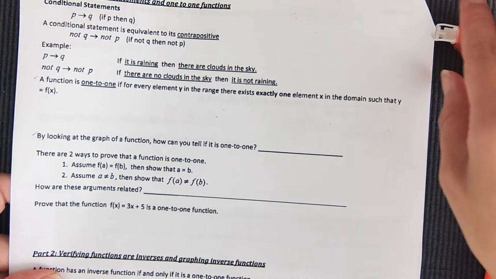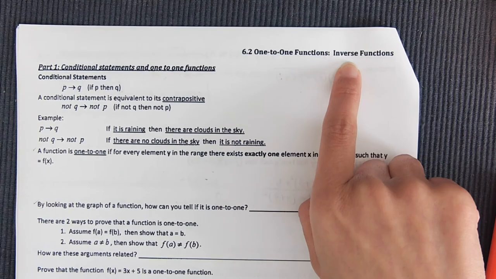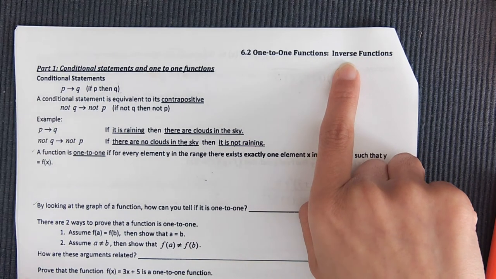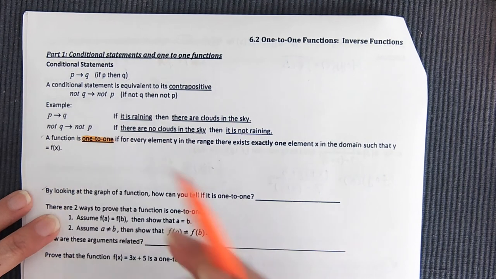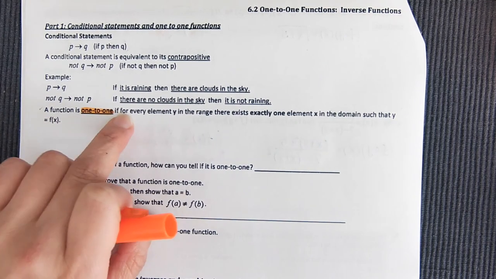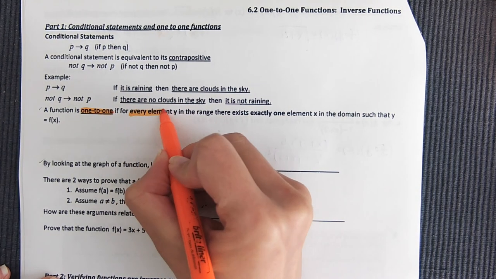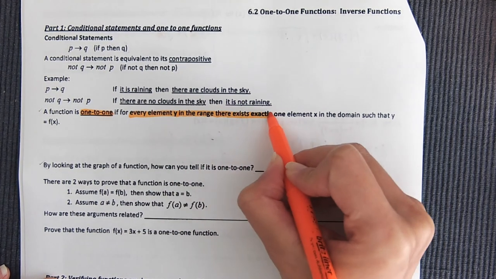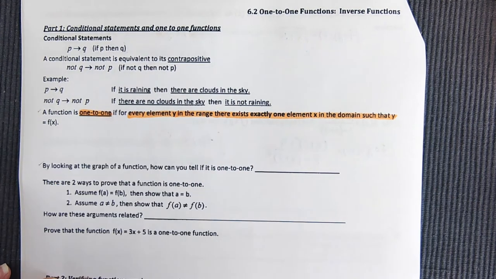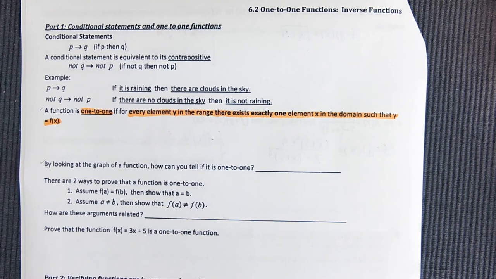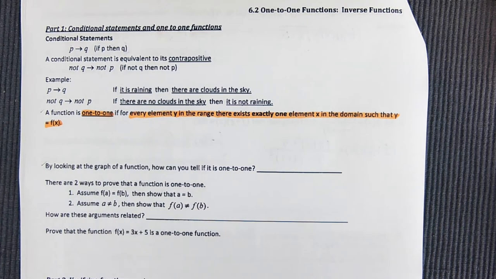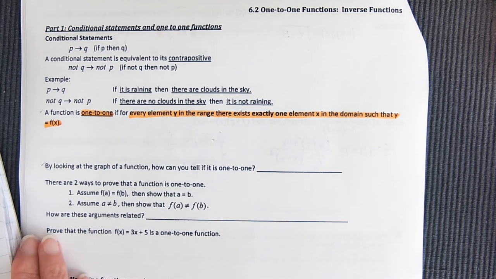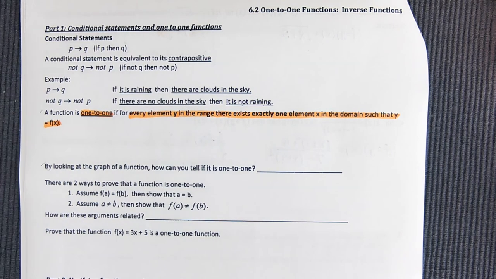All right, 6.2. It's called a 1-to-1 function. Have you ever heard of inverse functions? Don't worry about this part. Do you know what a 1-to-1 function means? Every element y in the range has exactly one element x such that y equals f of x. I know if you just read it, maybe you get confused.